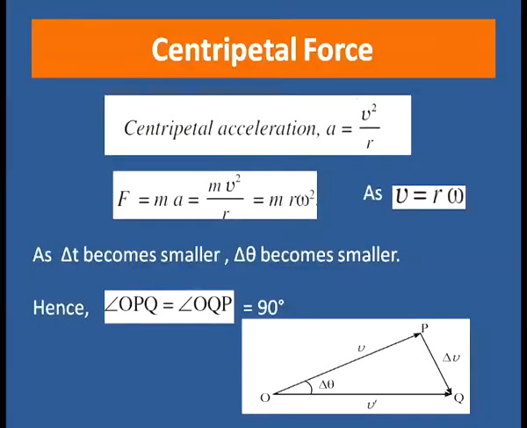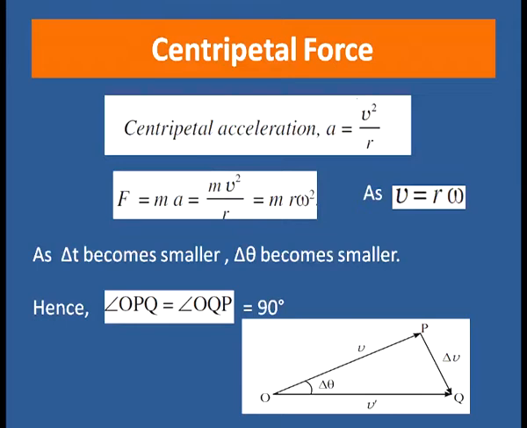Now, delta v divided by delta t equals v square divided by r, but as we know, delta v divided by delta t is equal to acceleration. So, we can write acceleration equal to v square by r, and this acceleration is known as centripetal acceleration.